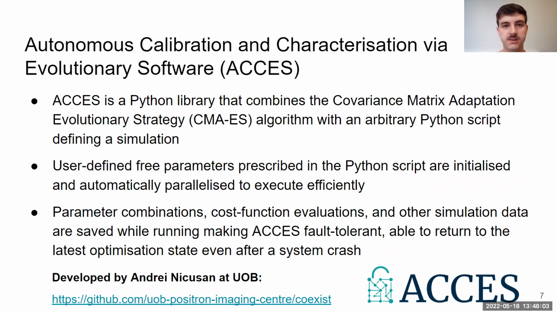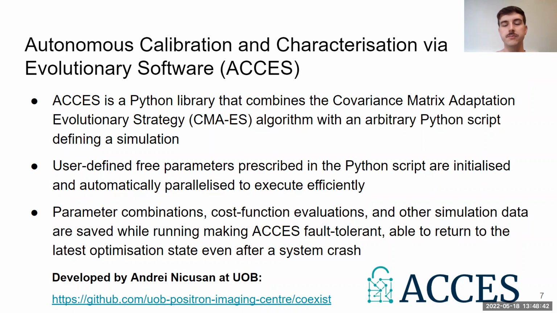So to do this with a gate simulation, we're going to use the Autonomous Calibration and Characterization via Evolutionary Software, called ACCESS. This is a Python library that combines an evolutionary algorithm called Covariance Matrix Adaptation Evolution Strategy, CMA-ES, with an arbitrary Python script that is defining our gate simulation. And importantly, this doesn't just have to be a gate simulation. ACCESS is written in a way that it can take any arbitrary simulation if it can be edited and manipulated using a Python script.